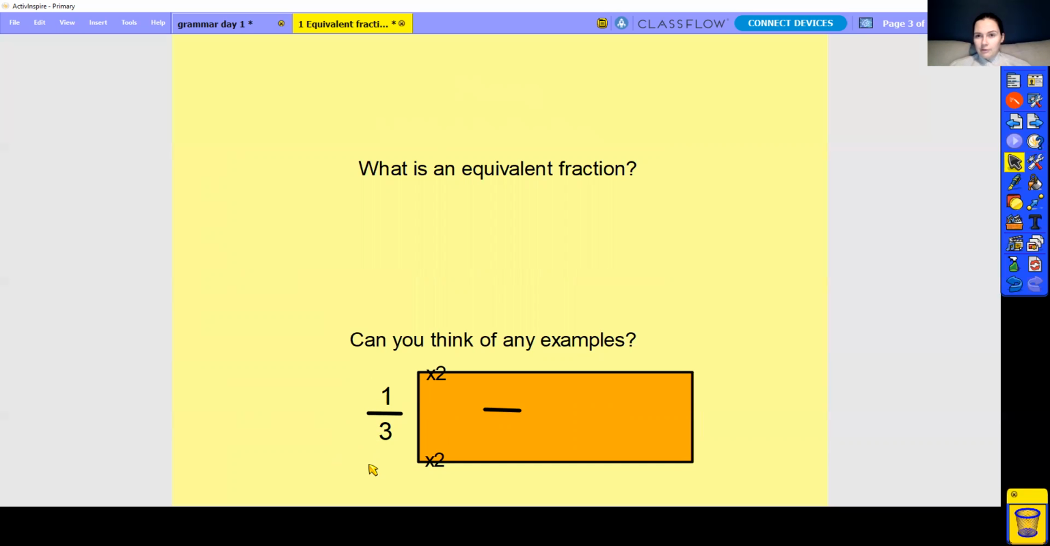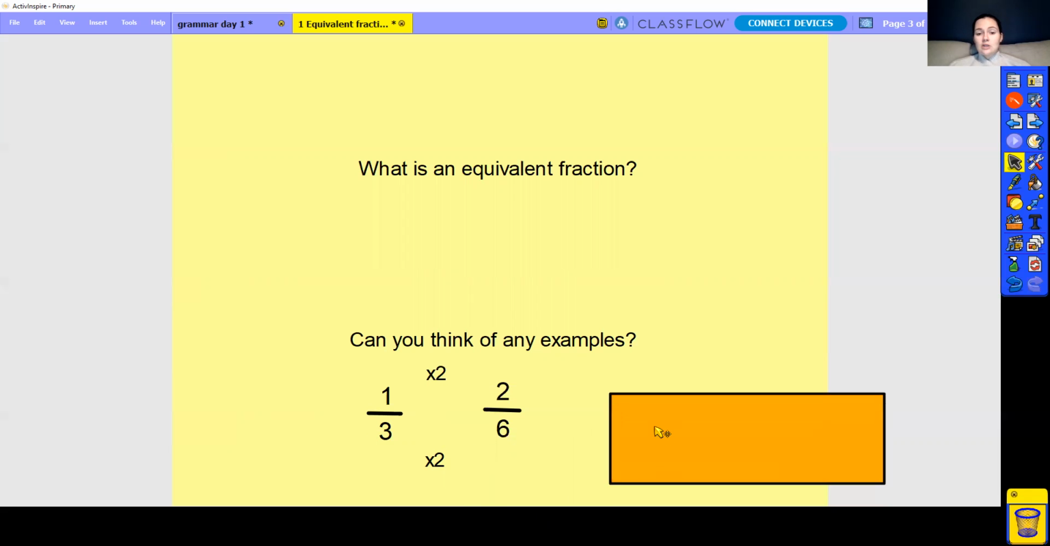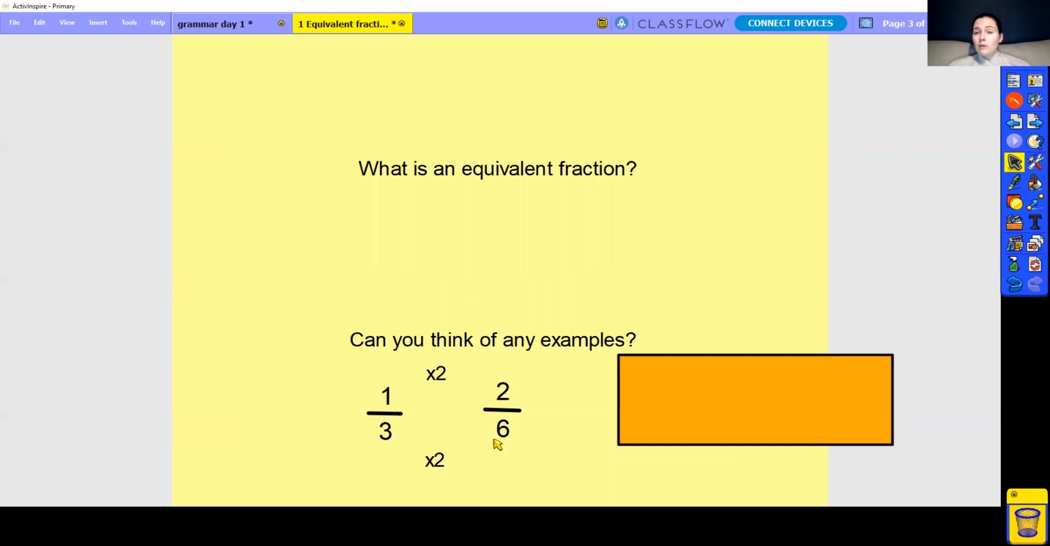So this is 1 out of 3. So we're going to do the same to both. So if we times them both by 2, 1 times by 2 gives me 2, and then 3 times by 2 gives me 6. That's 2/6. Both of these are equivalent fractions.